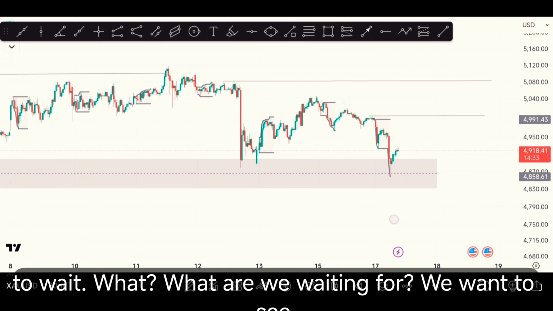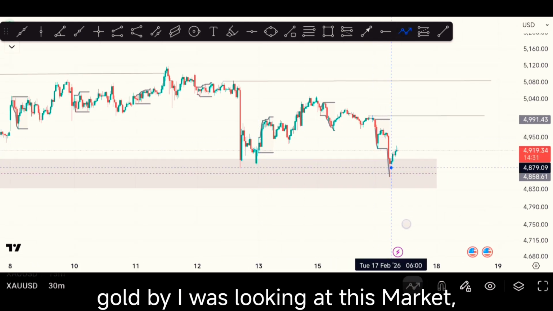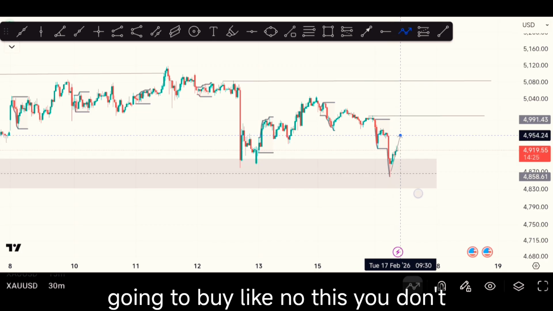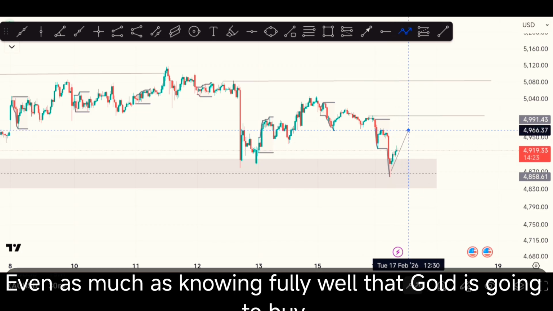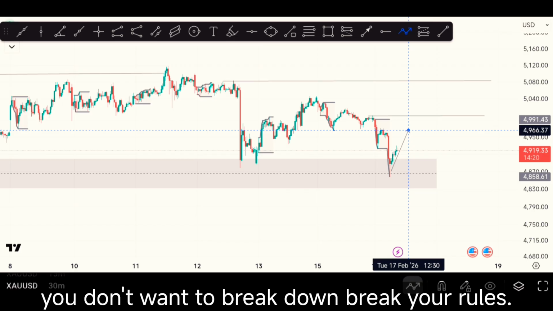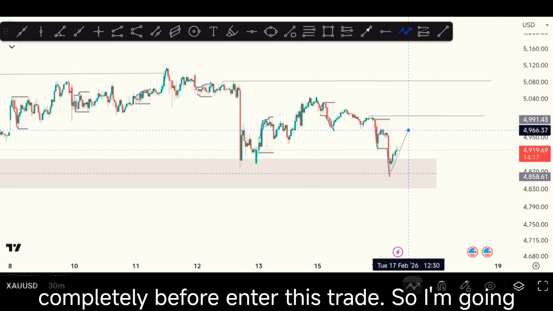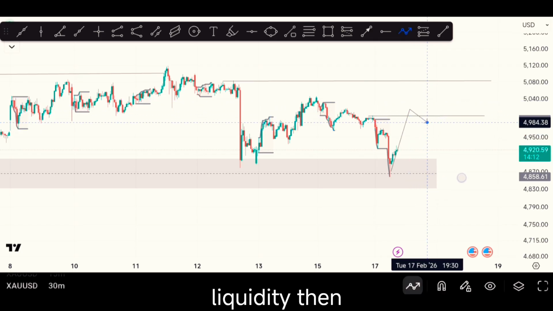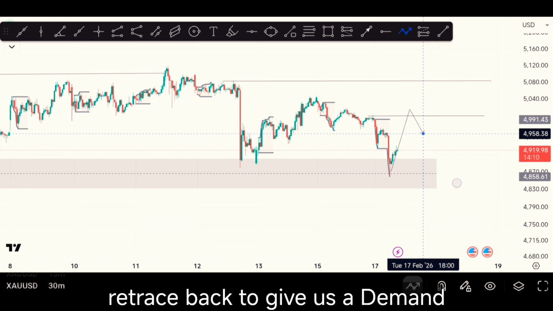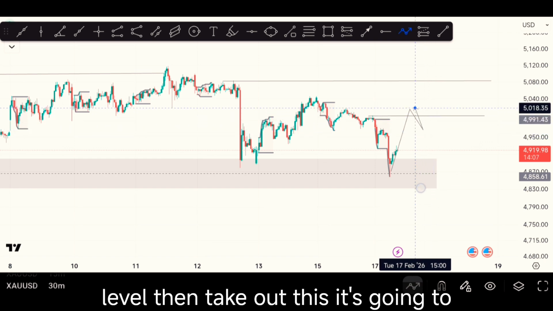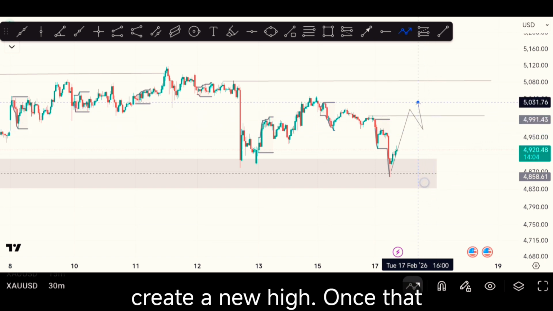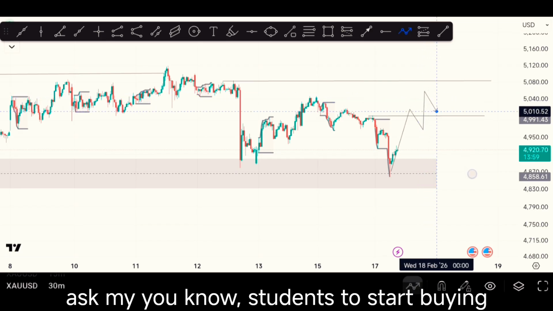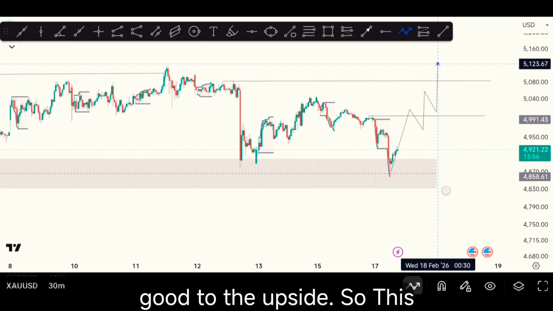Now successfully gold has touched our demand level. Now we want to wait. What are we waiting for? We want to see gold buy. I was looking at this market very early this morning. I was going to buy, but no. Even as much as knowing fully well that gold is going to buy, you don't want to break your rules. You need to see your confirmation completely before entering this trade. So I'm going to be waiting for gold to take out this Asian liquidity, then retrace back to give us a demand level, then take out this. It's going to create a new high. Once that high has been taken out, closing with the body of a candle, then I'll ask my students to start buying gold to the upside.